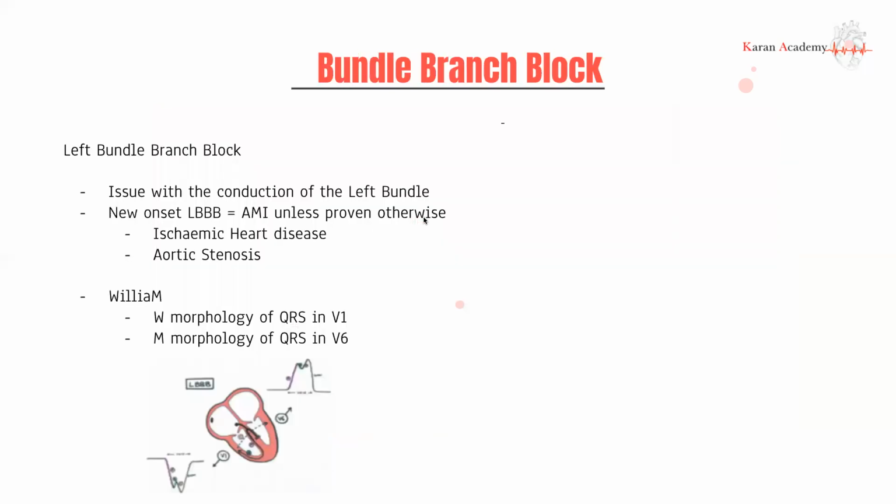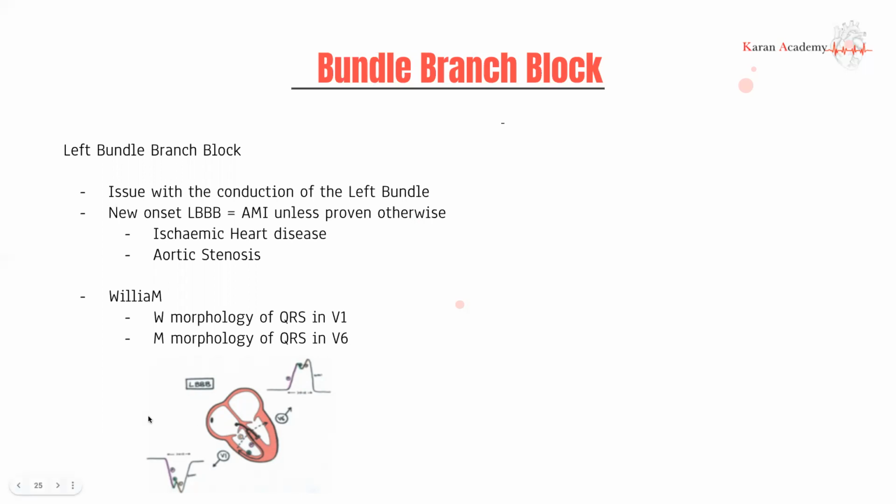Now let's talk about bundle branch blocks. Now, what is a bundle branch block? As we know, after the SA node, after the AV node, we have our 2 bundles, right? One goes to the left, one goes to the right. If either one of them gets blocked, that's a bundle branch block. Whenever you suspect a new onset bundle branch block, particularly a left bundle branch block, always suspect an AMI unless proven otherwise. Because for the left branch to suddenly not conduct, it is usually an ischemic issue with the left anterior descending artery.